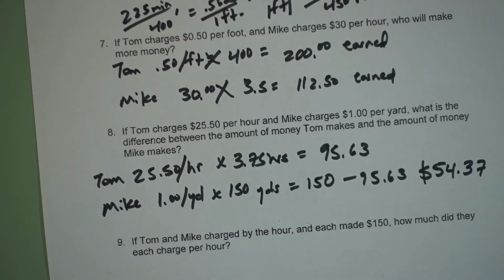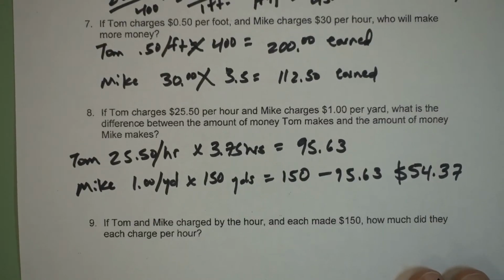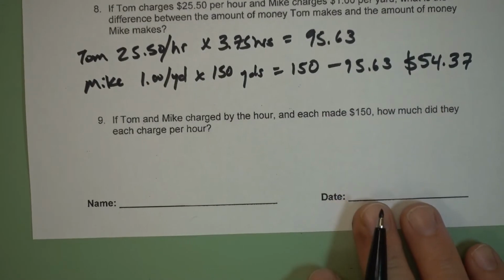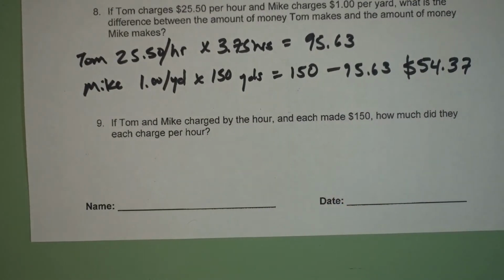Again, guys, I don't like doing it by the hour. Can you see why? It's in the math. Now, look at number 9. If Tom and Mike charged by the hour and each made $150, how much did they charge per hour?